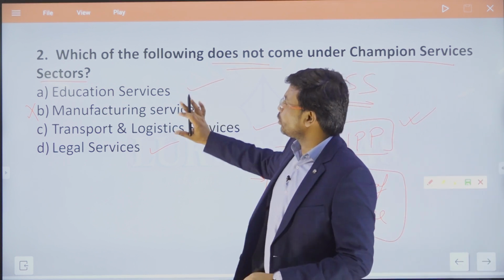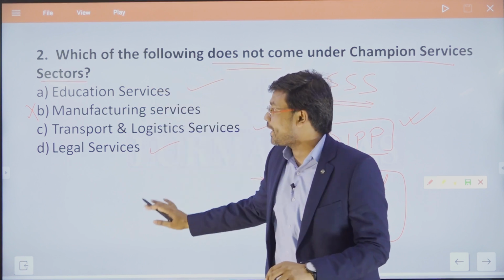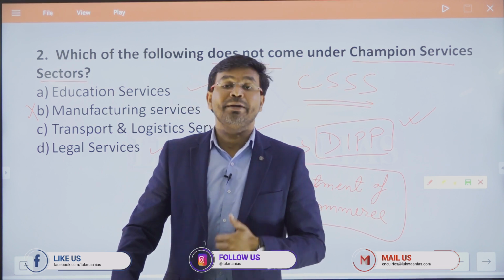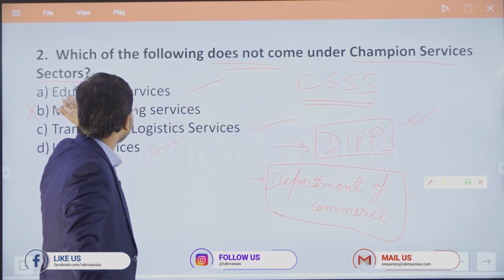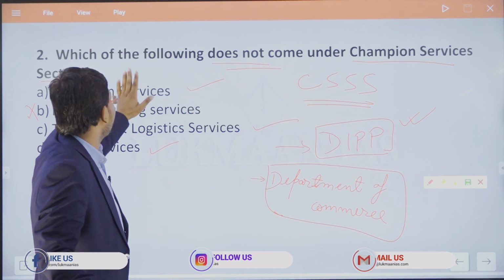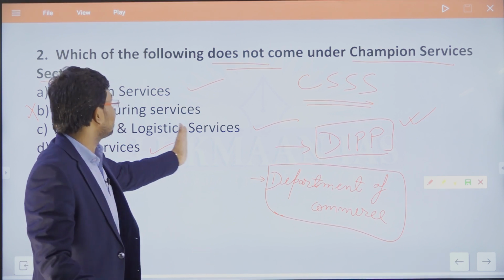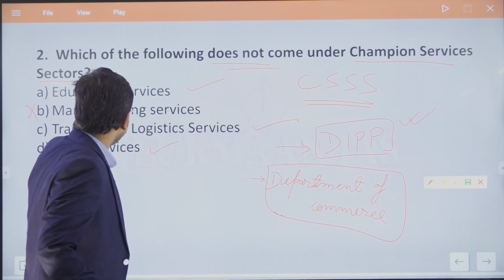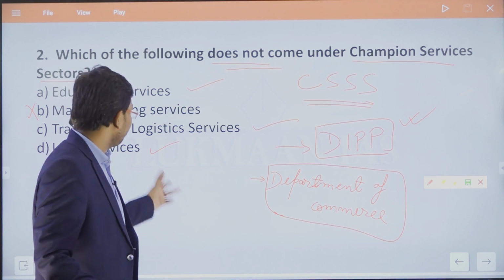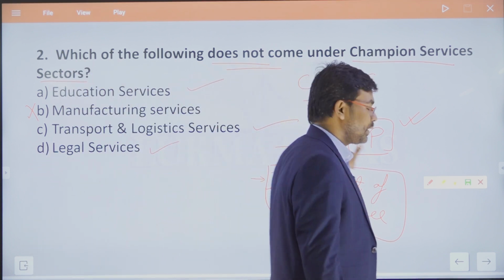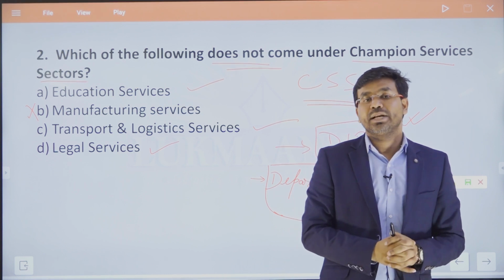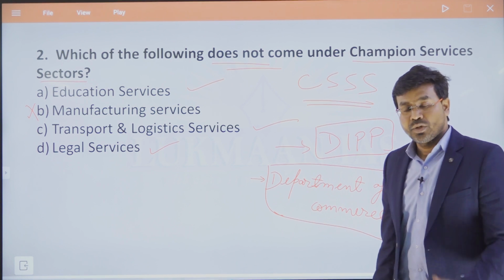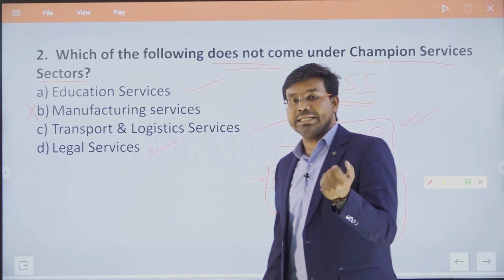Apart from this, there are in all 12 sectors, and these sectors are being taken care of by different ministries. We have the Ministry of Education that looks into education services. Transport and logistics related services are taken care of by the Ministry of Transport. Legal services fall under the Ministry of Law and Justice, so that looks into it. And there are multiple other areas also. There are 12 items under the champion services sectors. So why are champion services sectors important?